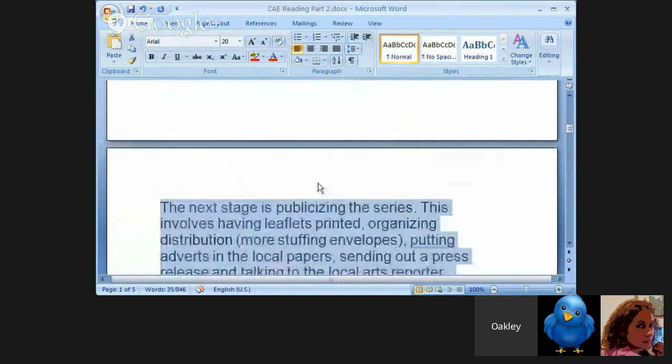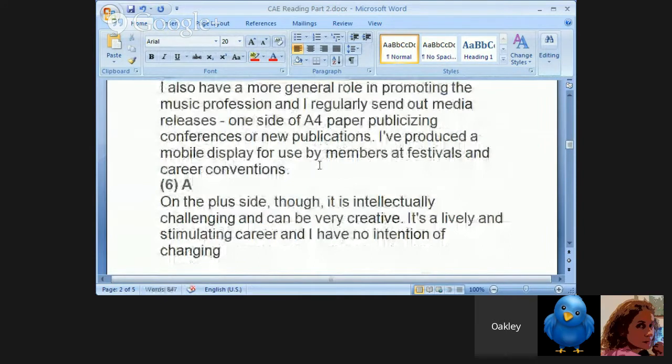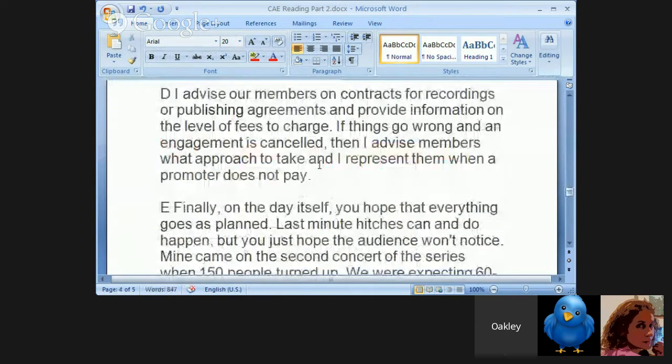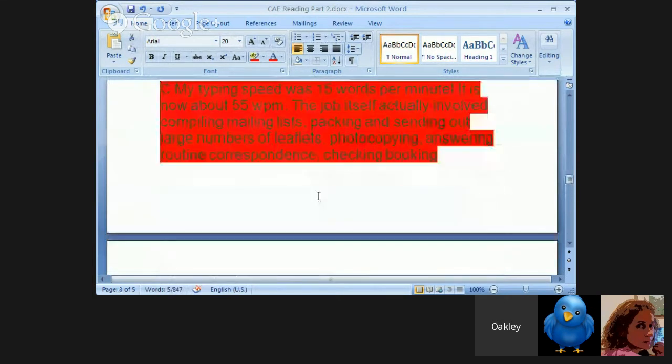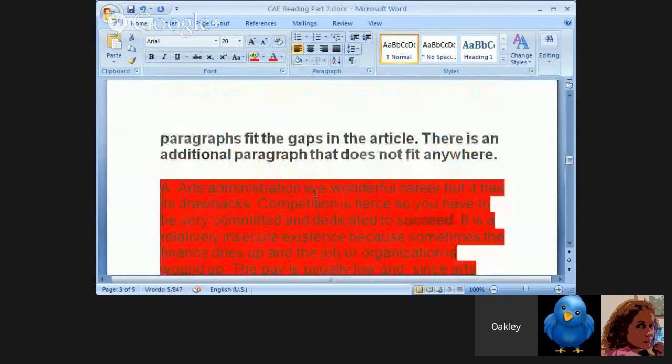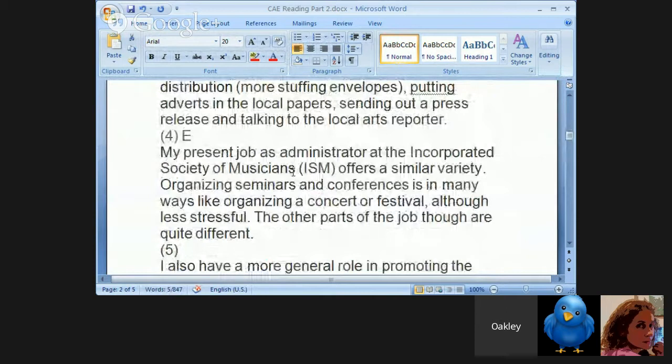You can't postpone a deadline, right? Finally. Yes, it's got to be, because we have finally. Then he talks about a different job. All right. What letter was that? E? Was that E? Yes, but I think it doesn't fit. Mine came on the second concert, blah, blah. 150 people turn up. We were expecting 60, and then it doesn't explain what they did with the problem. No, it doesn't. Good point. So maybe it's D or E. I don't know.